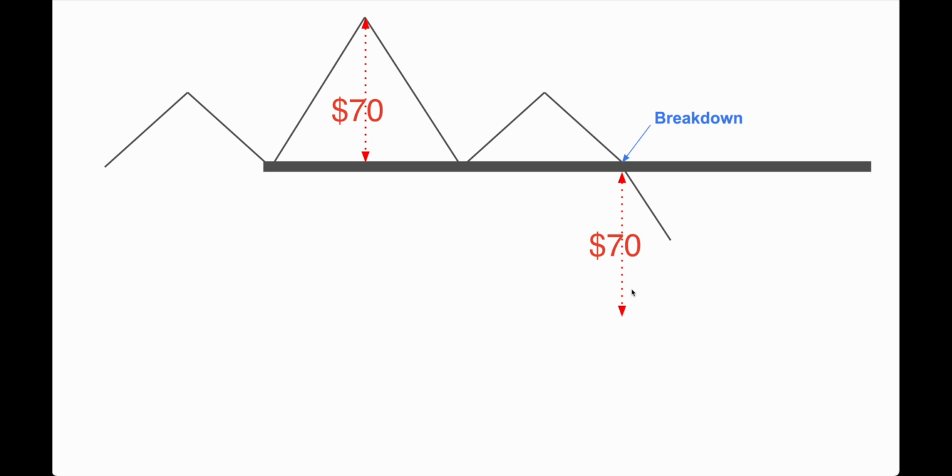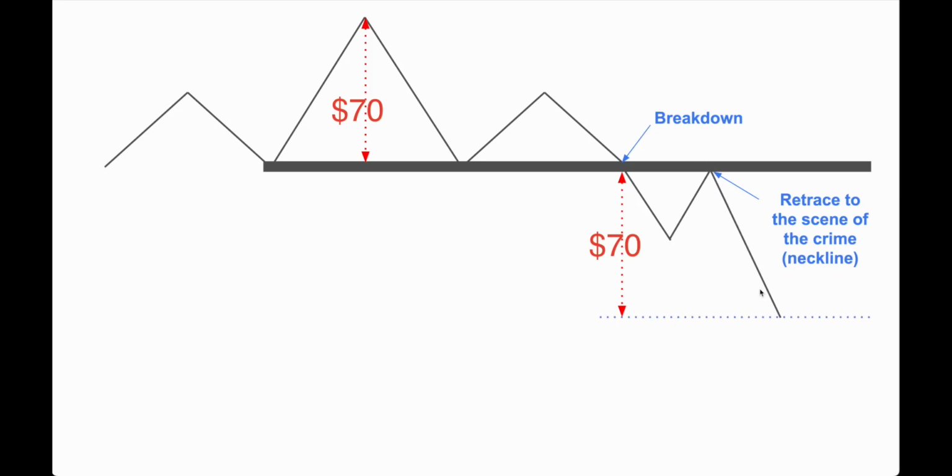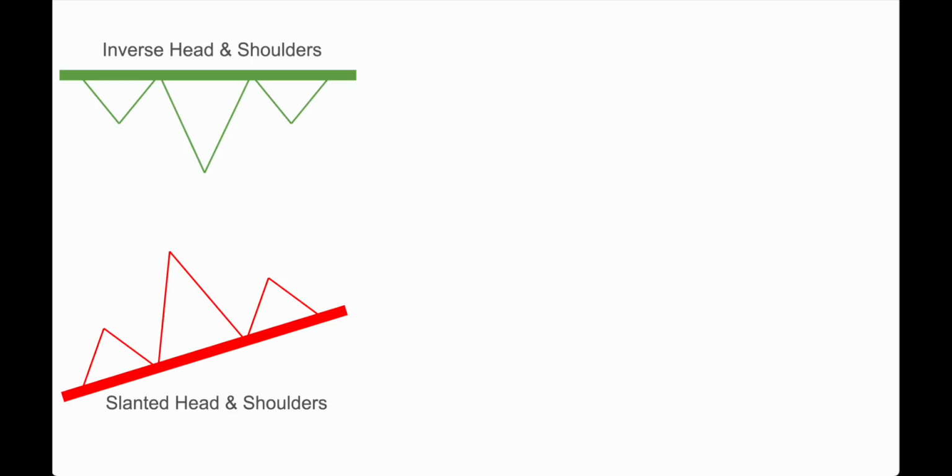What tends to happen is you get a breakdown from the neckline, like this. And then sometimes, not always, you get something called a retrace to the scene of the crime. All that means is you get a retrace of price back to the neckline before it ultimately goes down and hits your target. You can also get inverse head and shoulders, such as this one over here, and you can also get slanted head and shoulders, and then you can also get inverted slanted head and shoulders as well.